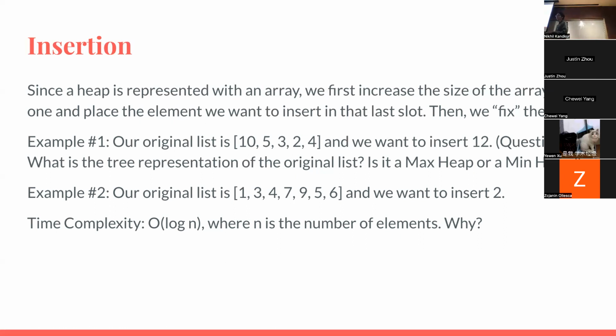The general procedure for insertion is that we insert an element at the very end of the heap, and then after that, we need to fix the heap. Let's walk through an example to see what exactly that means. Given this array, elements 10, 5, 3, 2, 4, the corresponding heap would look something like this.